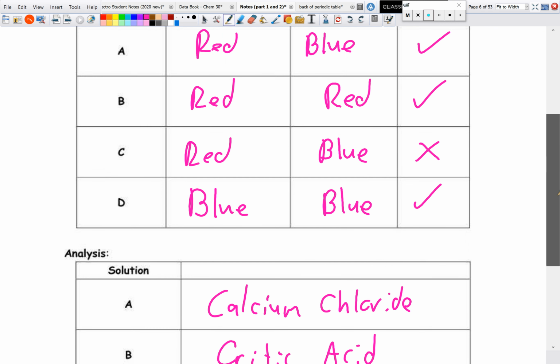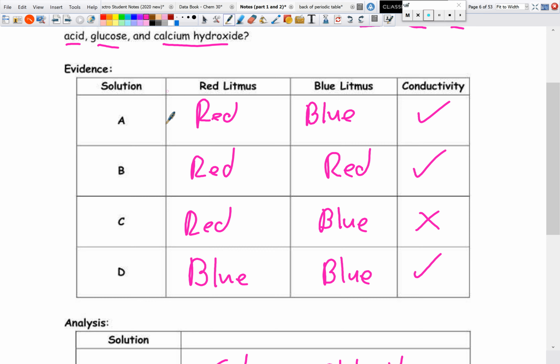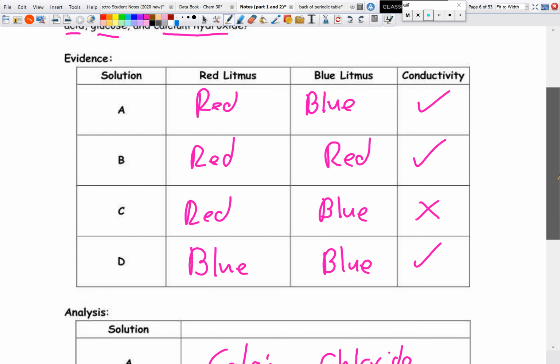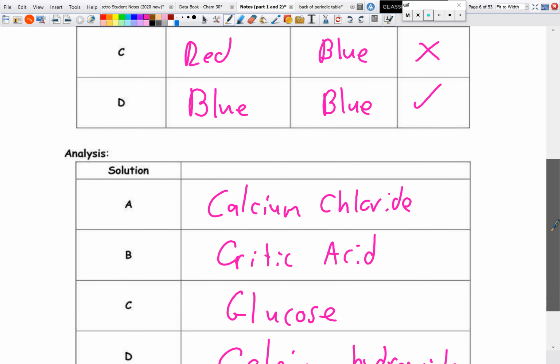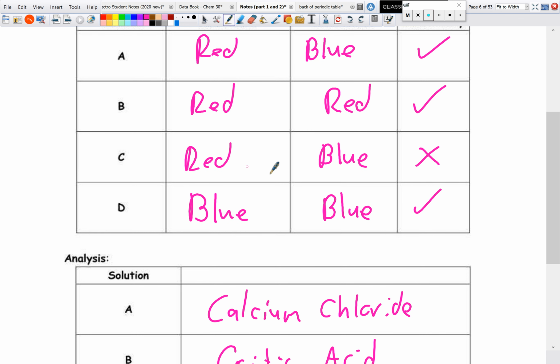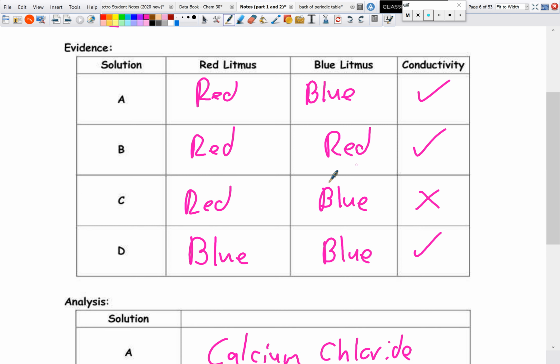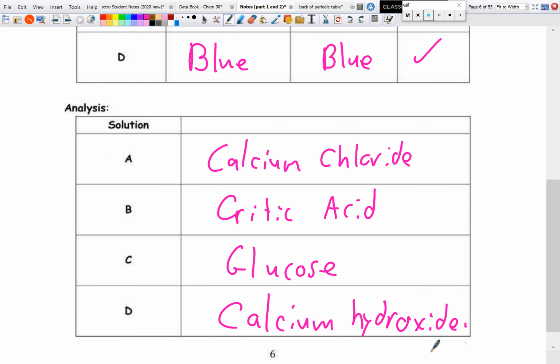Based on the diagnostic tests, because A is not acidic or basic but conductive, that means it's an ionic compound, so that's why we got calcium chloride. For B, obviously blue litmus paper turning red means an acid, so that's why we got citric acid. In C, it's neutral, but it's not conductive, that's our molecular compound glucose. And then finally the last one, red litmus paper turning blue, that is a base, therefore calcium hydroxide. So that's how you go through those results.